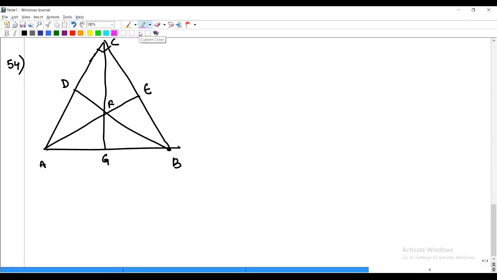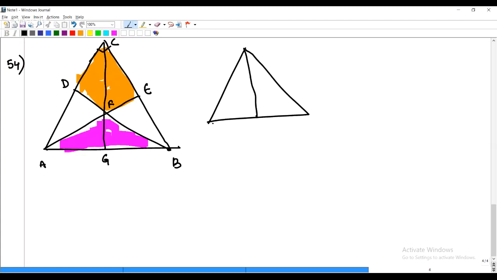He's asking you the ratio of the areas of ABF. So ABF is this one, whereas this quadrilateral DF EC. We know when the medians intersect each other, all the 6 triangles formed are equal. 1, 2, 3, 4, 5, 6. So he's talking about 1 plus 2 and 5 plus 4. Both of them are equal, so their ratio will be 1:1.